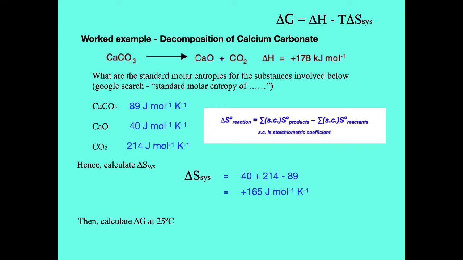At 25 degrees C or 298K, we can work out delta G now, because we've got the information. We've got the enthalpy change, careful, kilojoules, and we've got the temperature, 298. So we plug those numbers in, we get that. Okay, it's positive. What does that mean? It means that at 298K, calcium carbonate will not thermally decompose spontaneously. The reaction is not feasible.